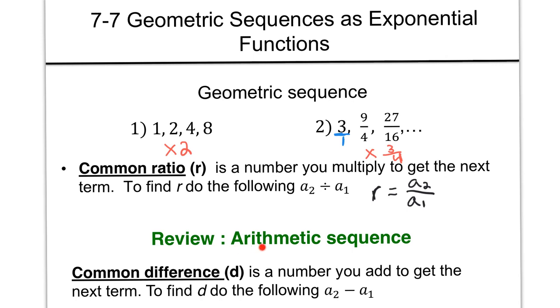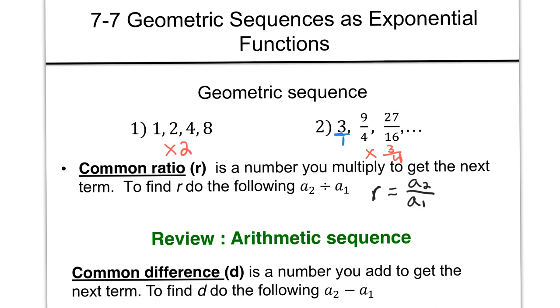So arithmetic sequences, to find the common difference, you take the second term and subtract the first one. So second minus the first one. That's arithmetic. You have to add to get to the next one. But today, we are learning geometric, where you have to multiply, and the number you multiply is called the common ratio.